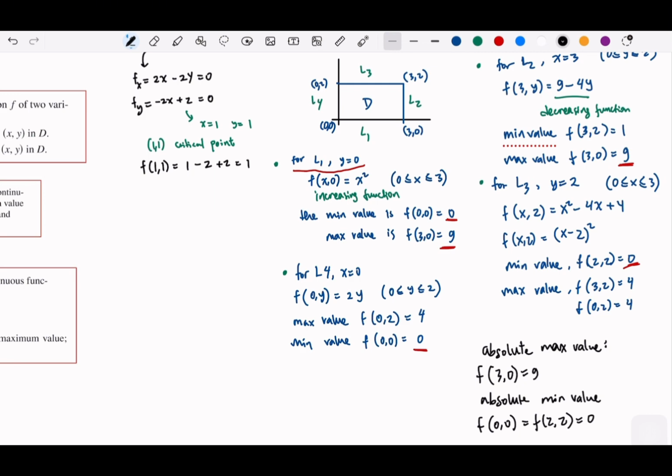And basically that's it for maximum minimum value and also the absolute max and minimum. So it's not really much in description, but perhaps you just have to be familiar with the method, especially the second derivative test. So I hope you can get familiar with that. I have some exercises after this.